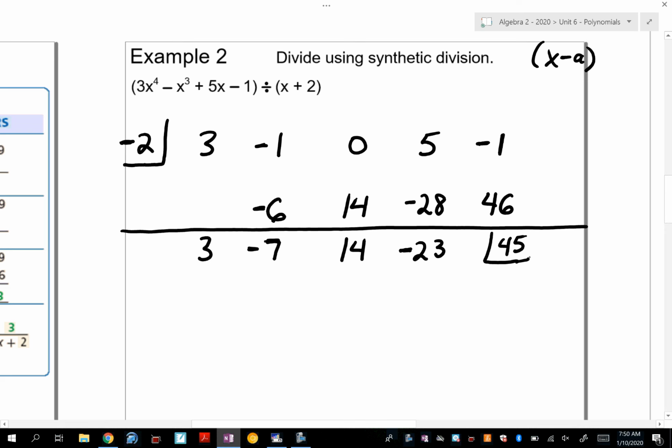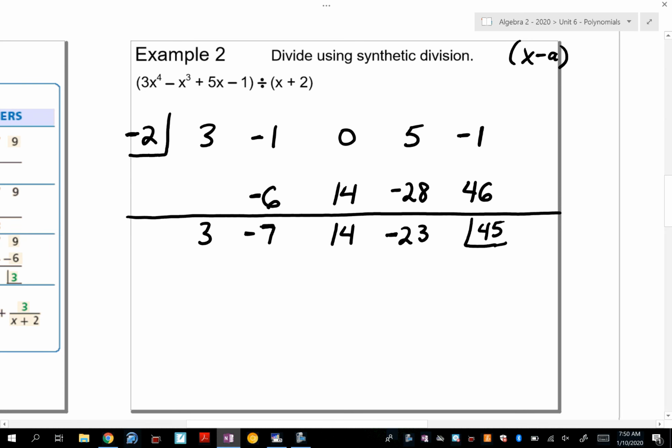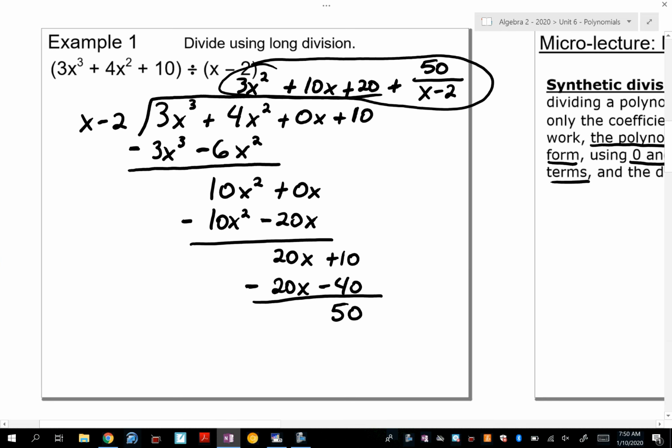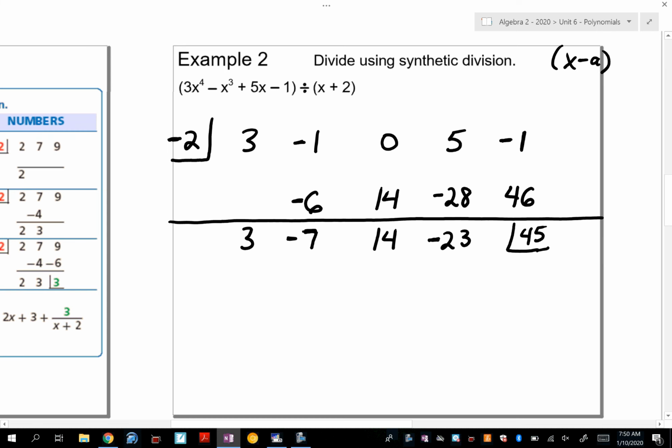Oh, you're missing out on the last part, so let's wait till the last part here. Now, this is the work for synthetic division, but it's not the answer, right? Remember, when we did long division, what was our answer? It was a polynomial, right? It had the variable in it. So we have to have the same idea for synthetic division. So watch how you do it, okay?